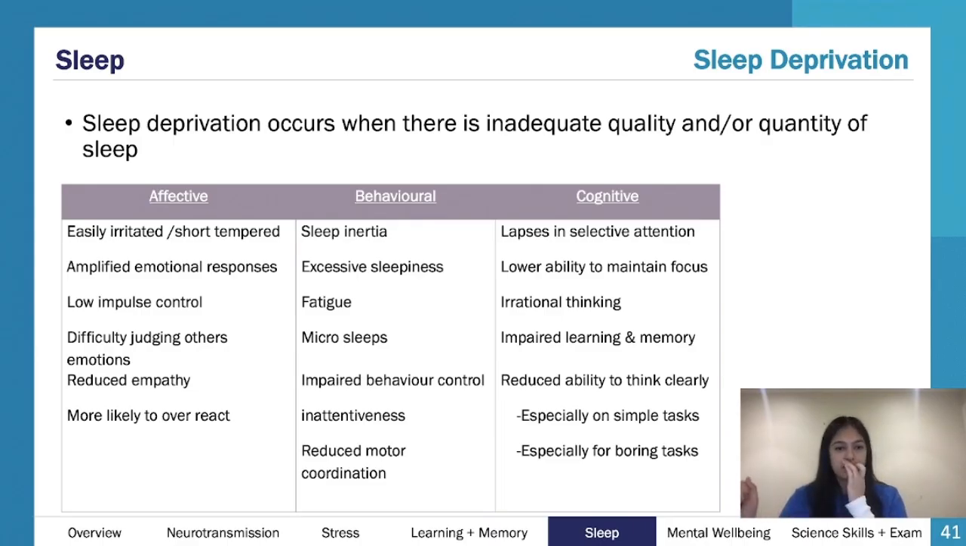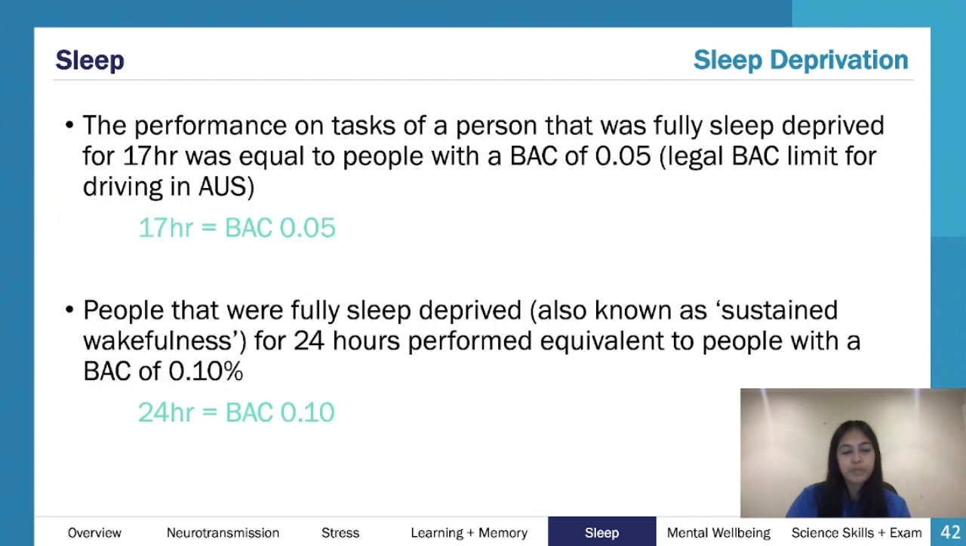Behavioral is sometimes the harder one. So just remember at least like two or three. And often with behavioral, they always like to ask it in terms of what are the effects that it has on this person's job. So that's why things like reduced motor coordination or slow reaction time are good ones, because you can kind of describe those in the context of any job.